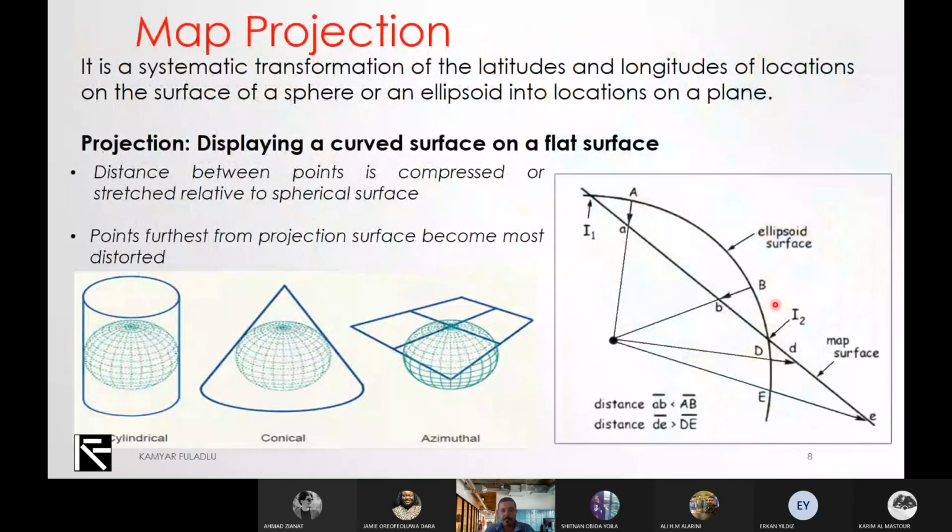Now come back to the map projection. I told you that I'm going to tell you what could be a possible problem when we have a distortion. Now look at this curve line, I1. Imagine this is our Earth. We consider it as an Earth, or we consider it as a geoid or ellipsoid surface.